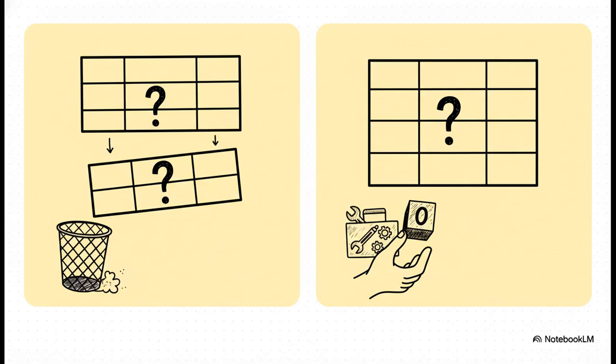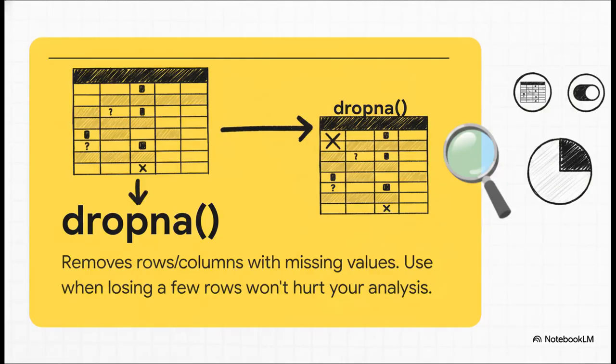On the other hand, you have fillna, the replace it strategy. Here, instead of deleting, we fill that empty spot with a value that we pick. This keeps the row, but it does mean we're making a bit of an assumption. Now, dropna is often a great choice when you've got a huge data set and just a few missing values scattered around. I mean, if losing a tiny percentage of your data isn't going to mess up your analysis, it's a really clean and simple fix.